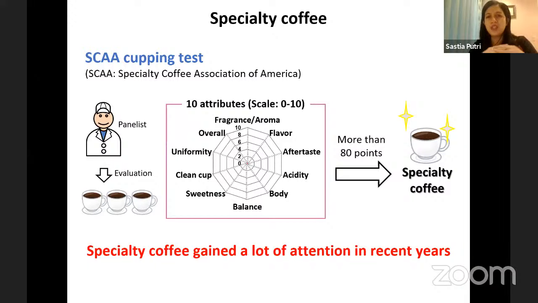And each of these coffees might have the same points, maybe 82, 82.5, but they may not have the same flavor. Because as I mentioned, the quality of coffee is just determined by the sum of everything, but the individual scores may be different. It may be different for different types of coffee that we have.